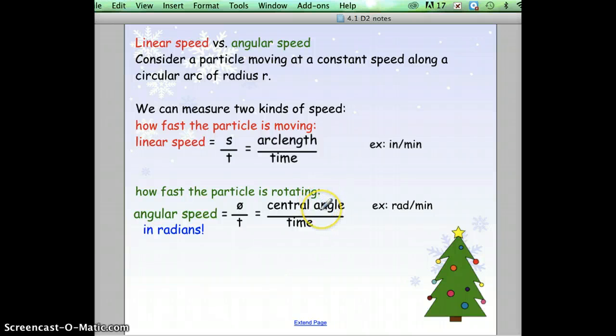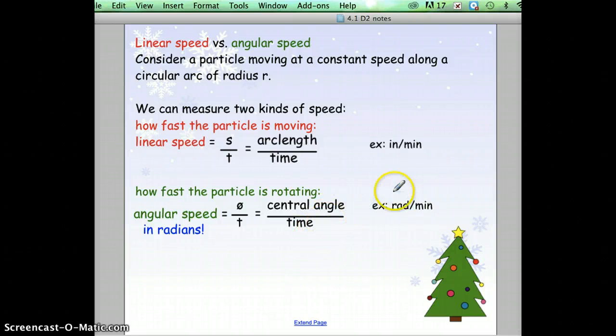Okay, now we're going to move on to linear speed and angular speed. And the thing that makes these difficult is you think that there should be a formula, but there's really not. I mean, these look like formulas, but they're not. It's all in unit conversion. So you have to think about what units you want to end up with and convert until you get those units.